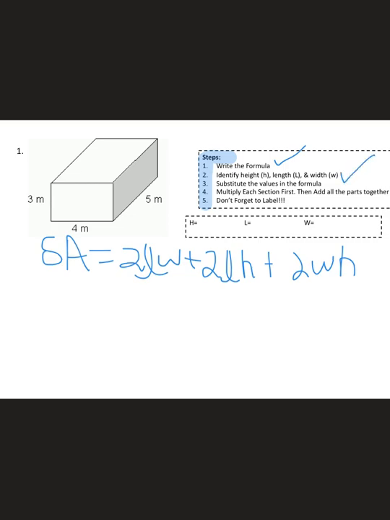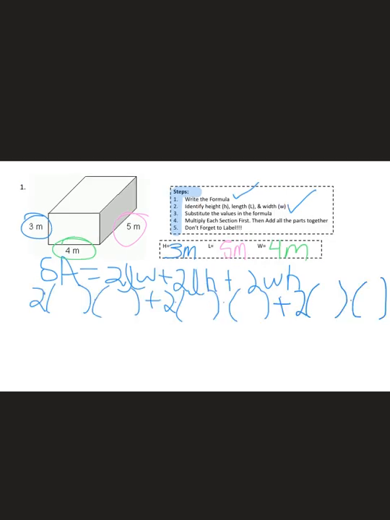Step 2, let's identify the height, length, and width of our rectangular prism. So our height is 3 meters, our width is 4 meters, and our length is 5 meters. Alright, so step 2 is done. We identified the height, length, and width of the formula. Now step 3 is substitute the values into the formula. Alright, so here we go.